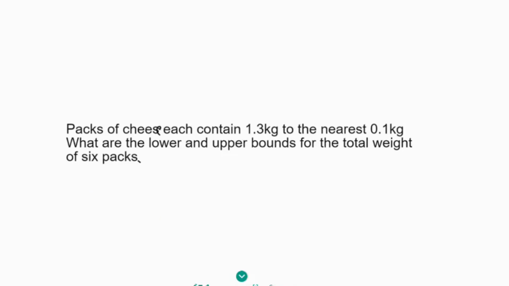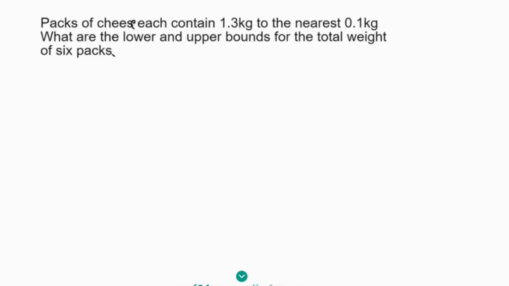Next question. Packs of cheese each contain 1.3 kilograms to the nearest 0.1 kilogram. What are the lower bounds and upper bounds for the total weight of 6 packs? As I was saying for the previous question, always get your upper bounds and lower bounds first. So your upper bound would be 1.35 and your lower bound would be 1.25.